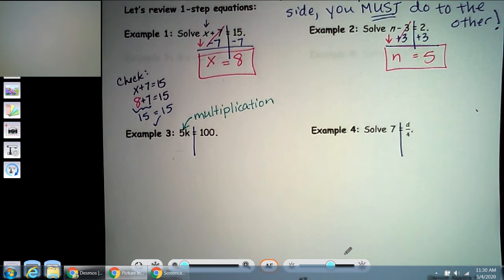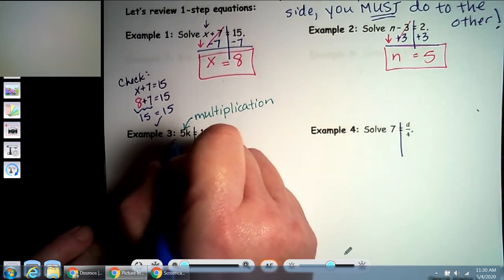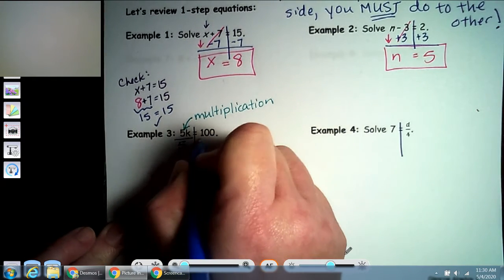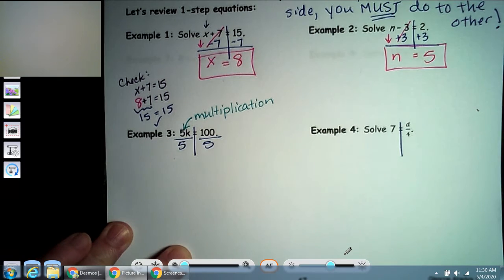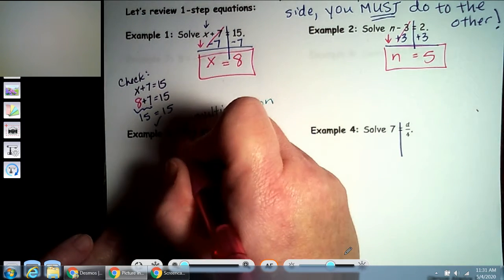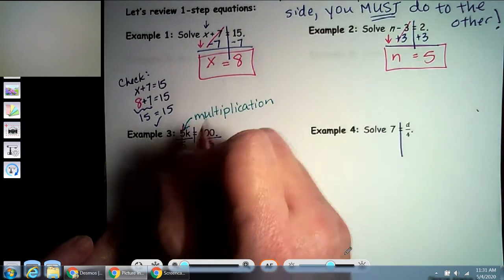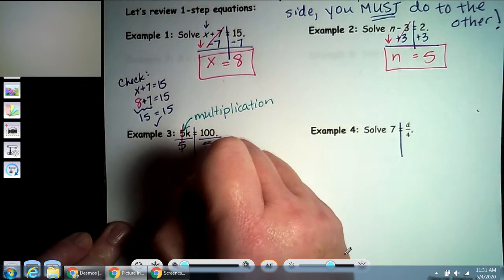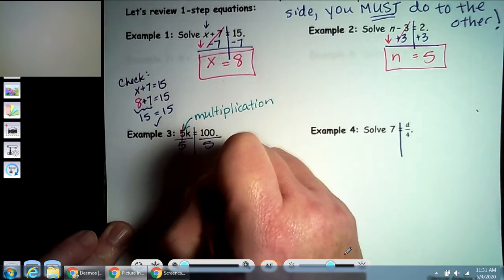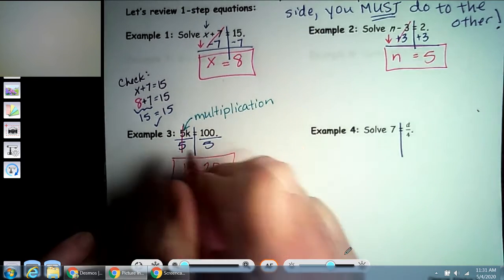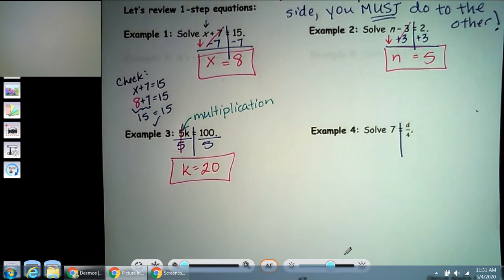So the way to get k by itself is to divide by 5. 5 divided by 5 is 1, so that's just a 1k, or k. 100 divided by 5 is 20, so our solution is k equals 20.